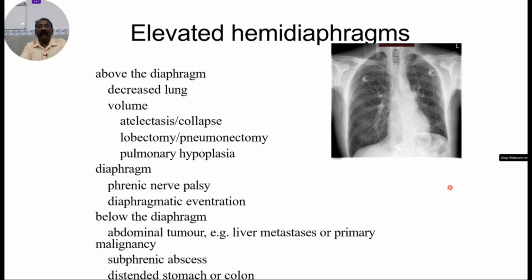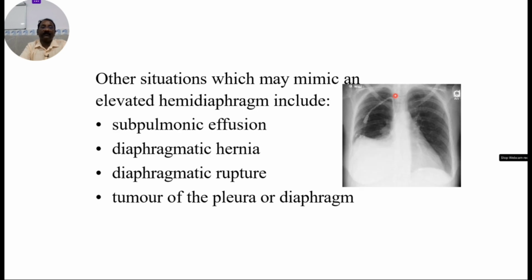See here the elevated hemidiaphragm. Which one is elevated here, right or left? So this is abnormal. Usually we expect the right diaphragm to be at a higher level than the left hemidiaphragm. So what are the reasons? Maybe phrenic nerve palsy, diaphragmatic herniation, eventration, abdominal tumors. See the effusion. Other things can mimic an elevated hemidiaphragm: subpulmonic effusions, some diaphragmatic hernias, diaphragmatic rupture, tumor of the pleura or the diaphragm.